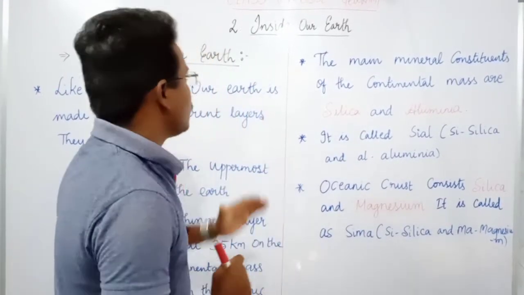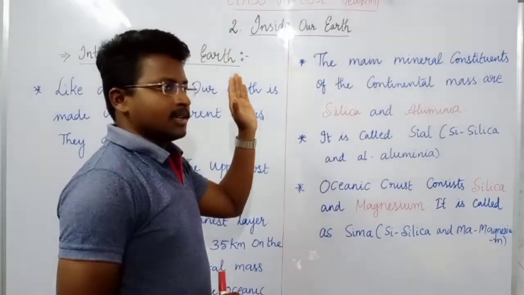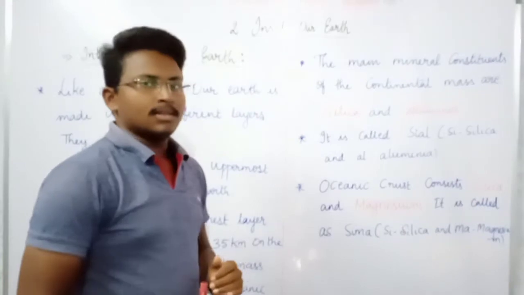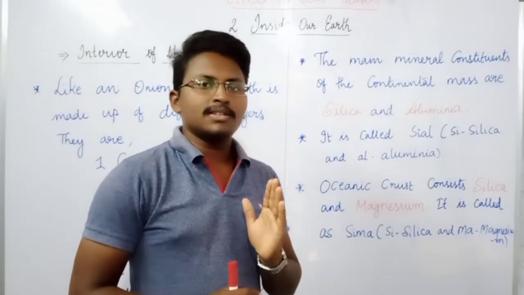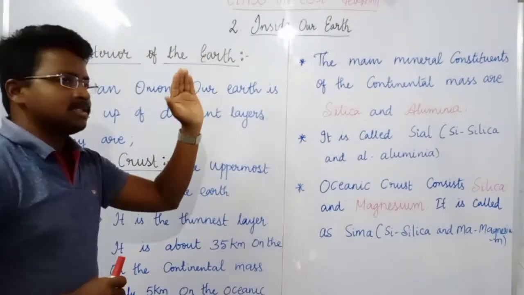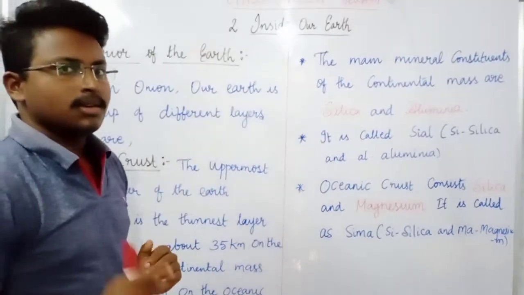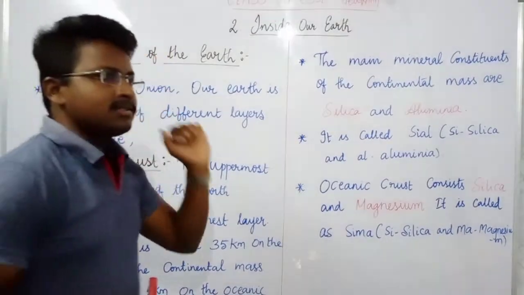Today we will talk about the Class 7 CBSE Geography second chapter, that is Inside Our Earth. In the previous lecture we talked about Environment, the first chapter of this geography. Now we will talk about the second chapter, Inside Our Earth. In this we will discuss what is there inside our earth.